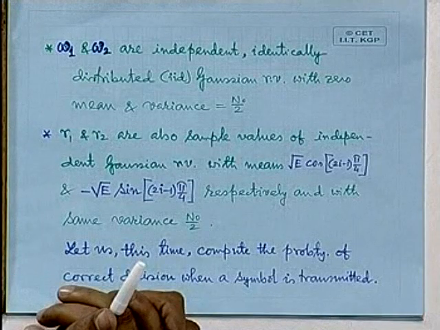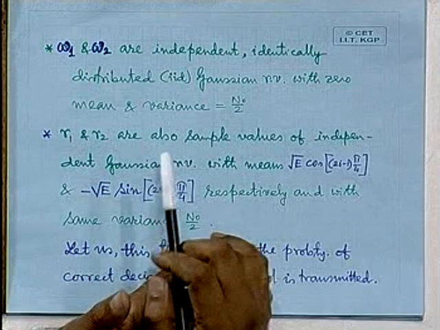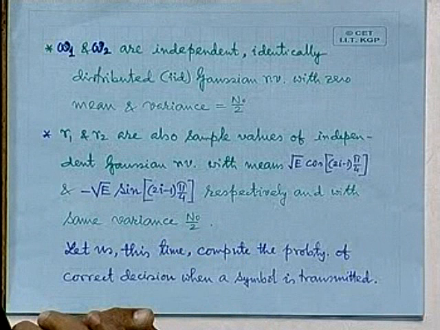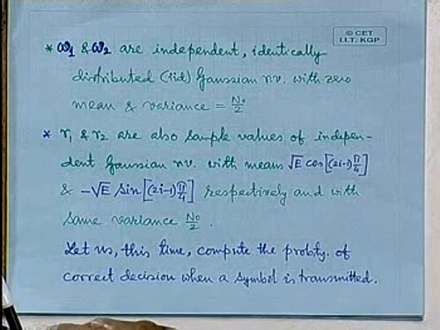Correlated version of noise, when noise is correlated with the basis function and is sampled, we have already discussed this in the context of BPSK. There we had one component because there was only one basis function, and W1 was a Gaussian distributed random variable with 0 mean and variance n naught by 2. So, here also we can say that W1 and W2 are independent, identically distributed, which we sometimes refer to as IID, Gaussian random variables with 0 mean and variance n naught by 2.